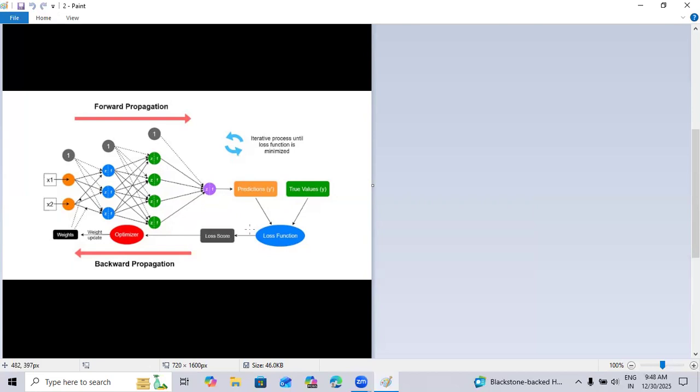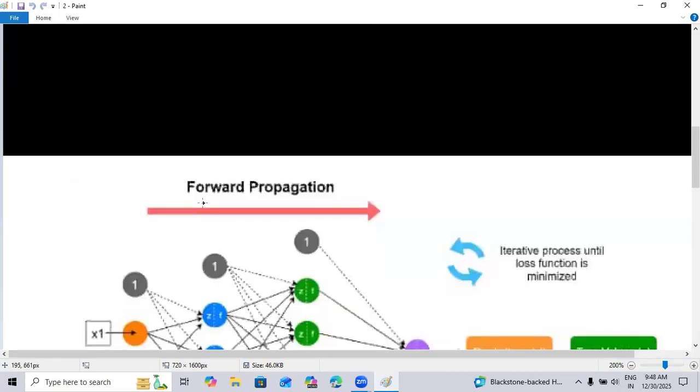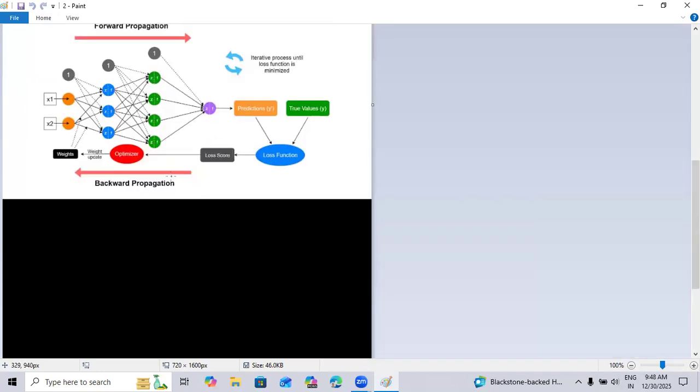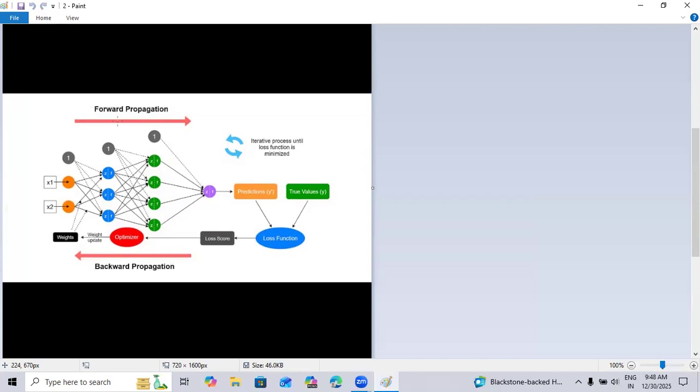Let us summarize the complete workflow. First is the input data, which is given. Second is forward propagation, which produces the prediction using the hidden layers. Data goes through the hidden layers, and after forward propagation it goes directly to the output.